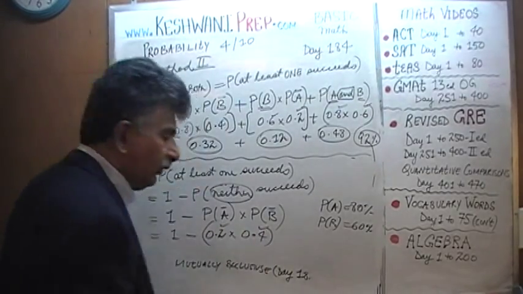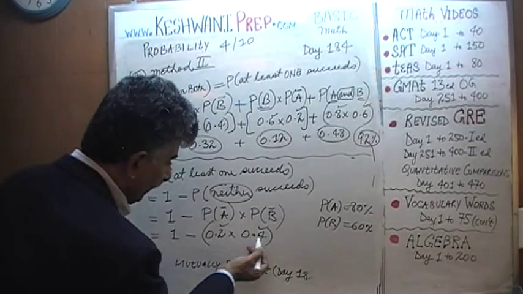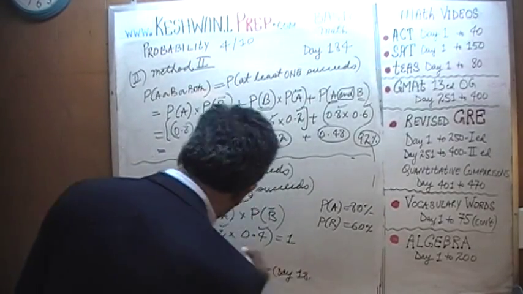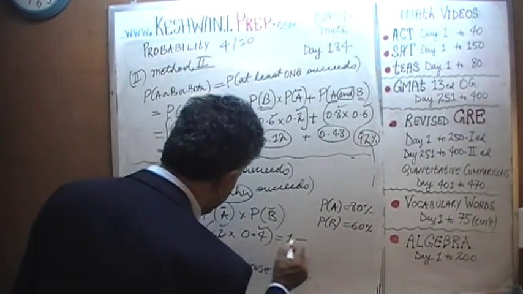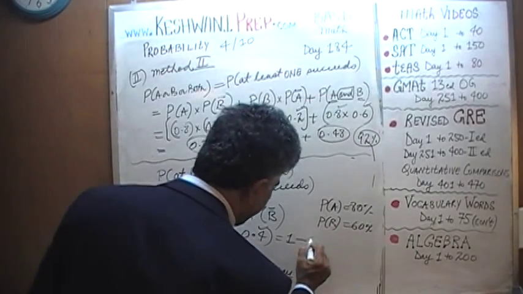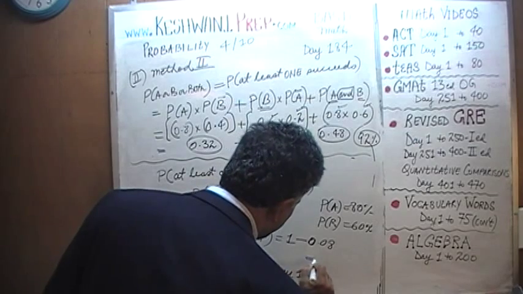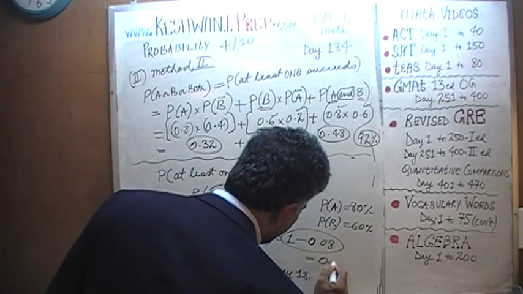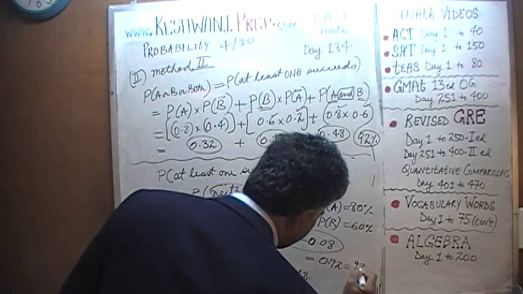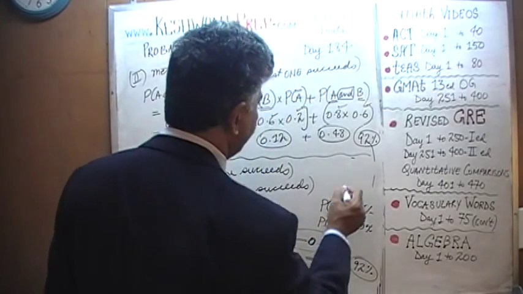2 times 4 is 8, so 0.2 times 0.4 is just going to be 0.08. So this is 1 right here, 1 minus 0.08. 1 minus 0.08, what do you know? 1 minus 0.08 is simply 0.92, which is 92%.